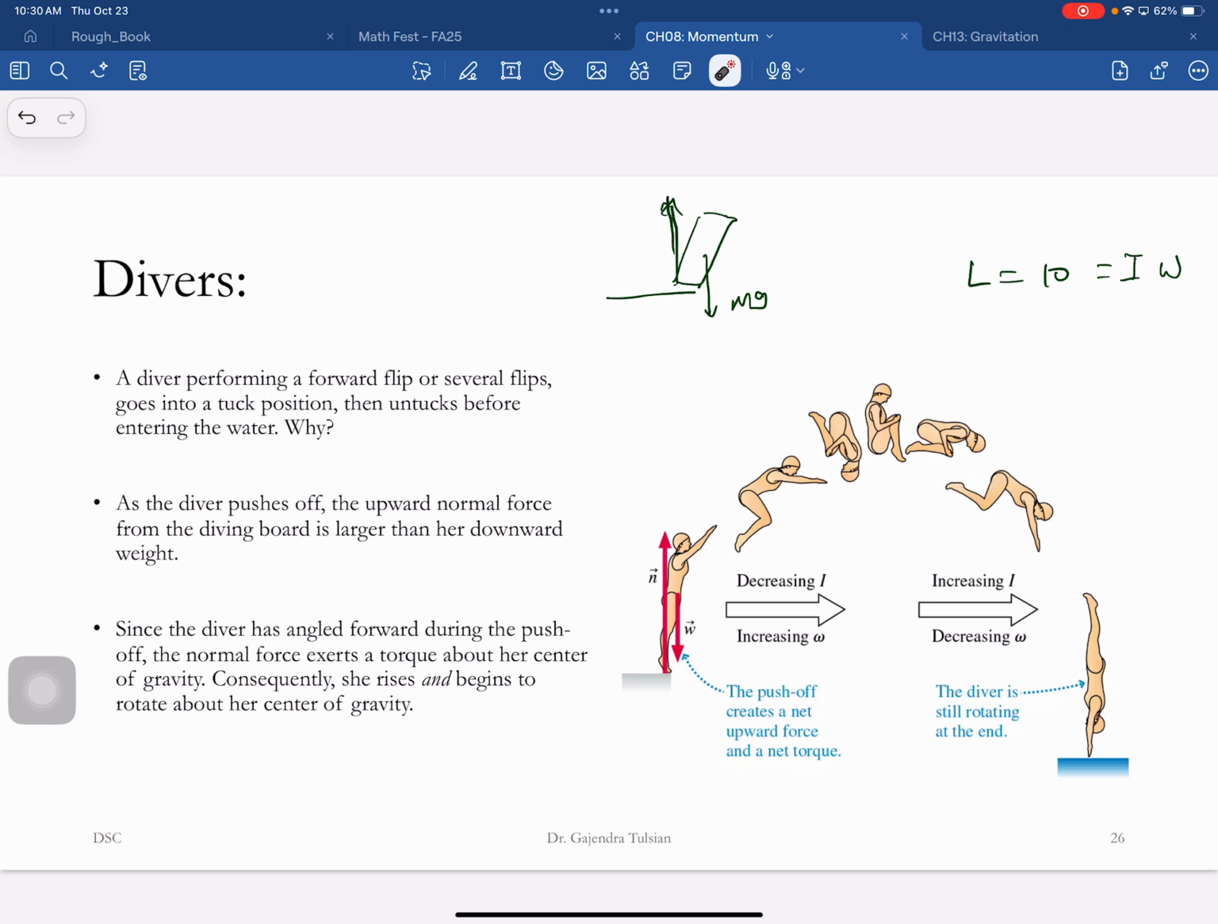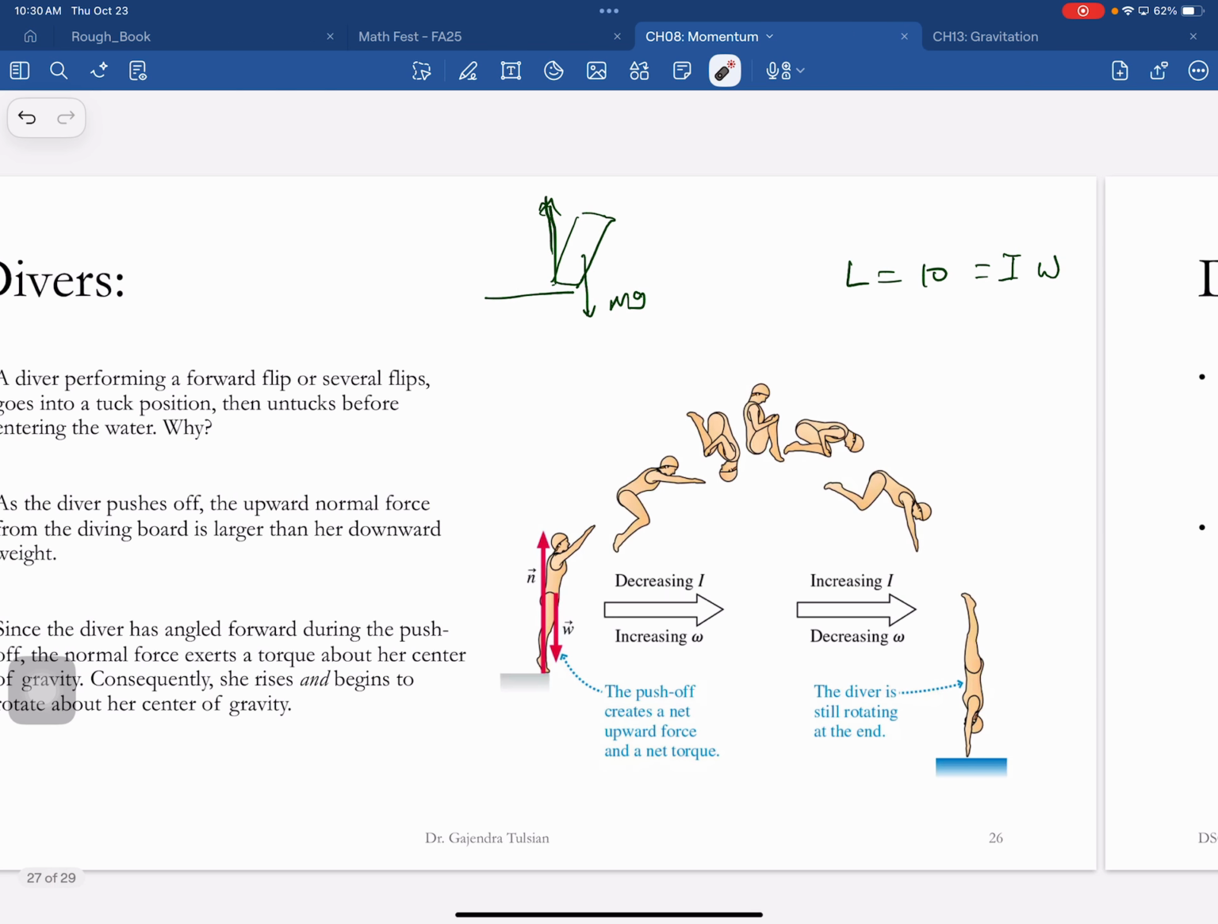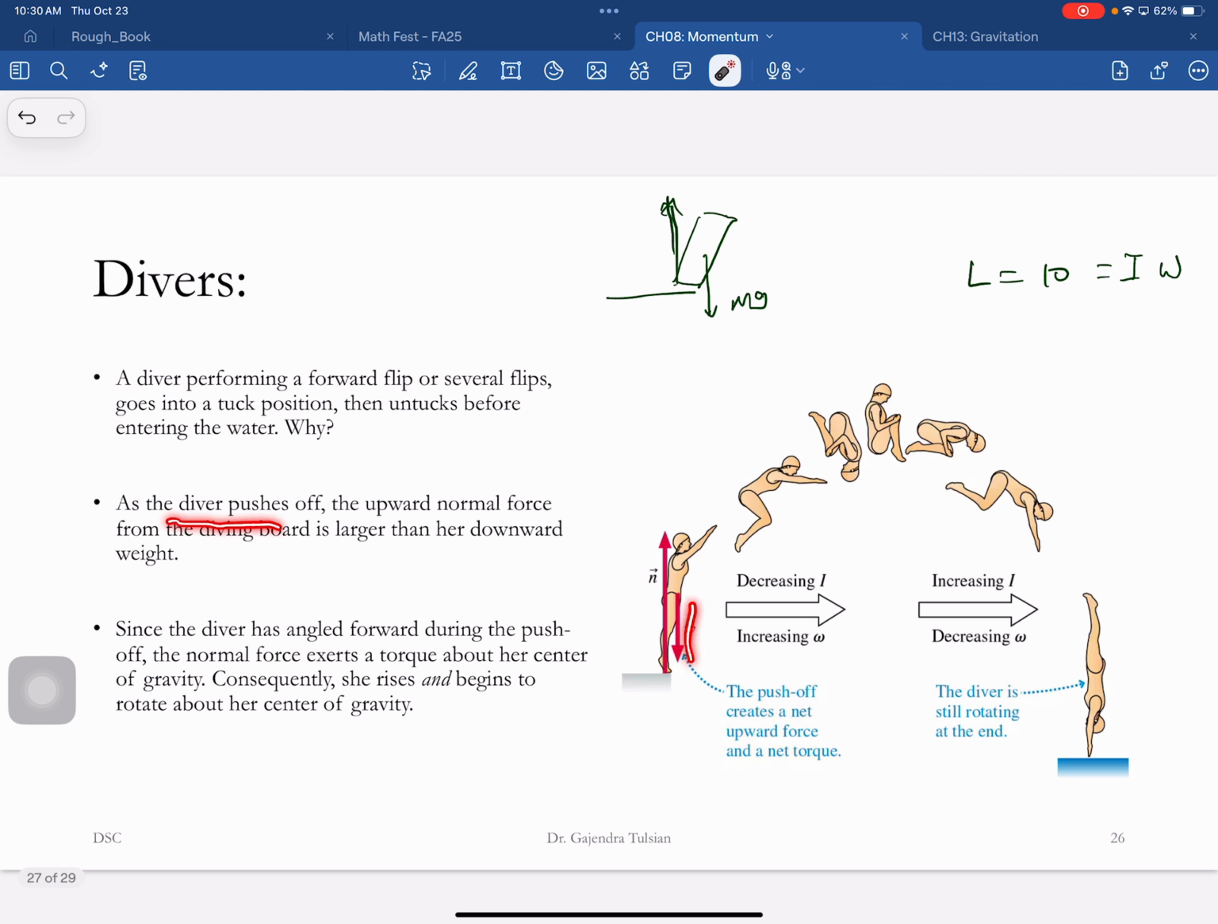So again, through the entire motion, her angular momentum is constant. I just made up the number, by the way. As the diver pushes off, the upward normal force from the diving board is larger than her weight. Since the diver is angled forward during the push-off, the normal force exerts a torque about her center of mass. So about her center of mass, it's spinning her. Consequently, she rises and begins to rotate about her center of gravity.